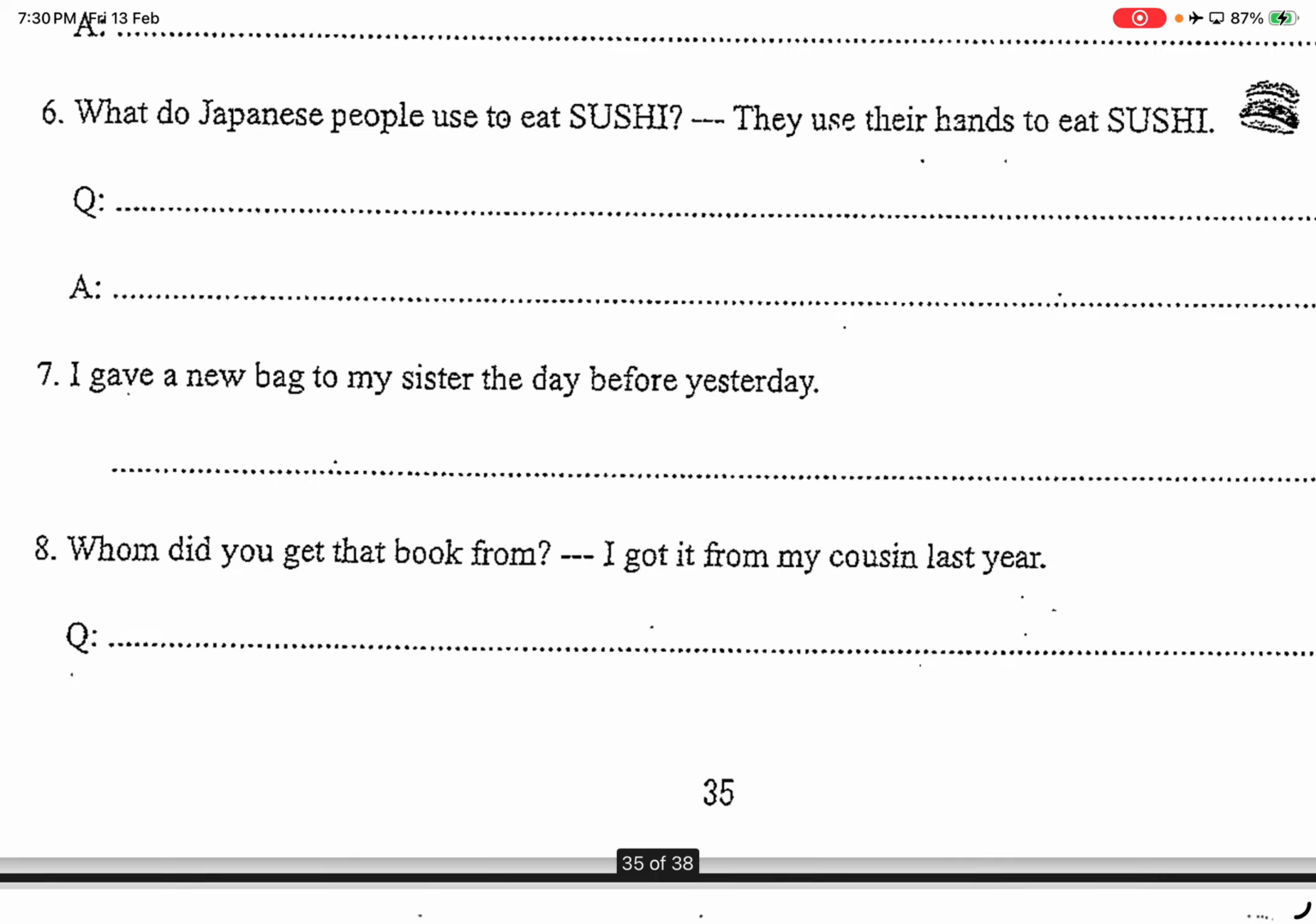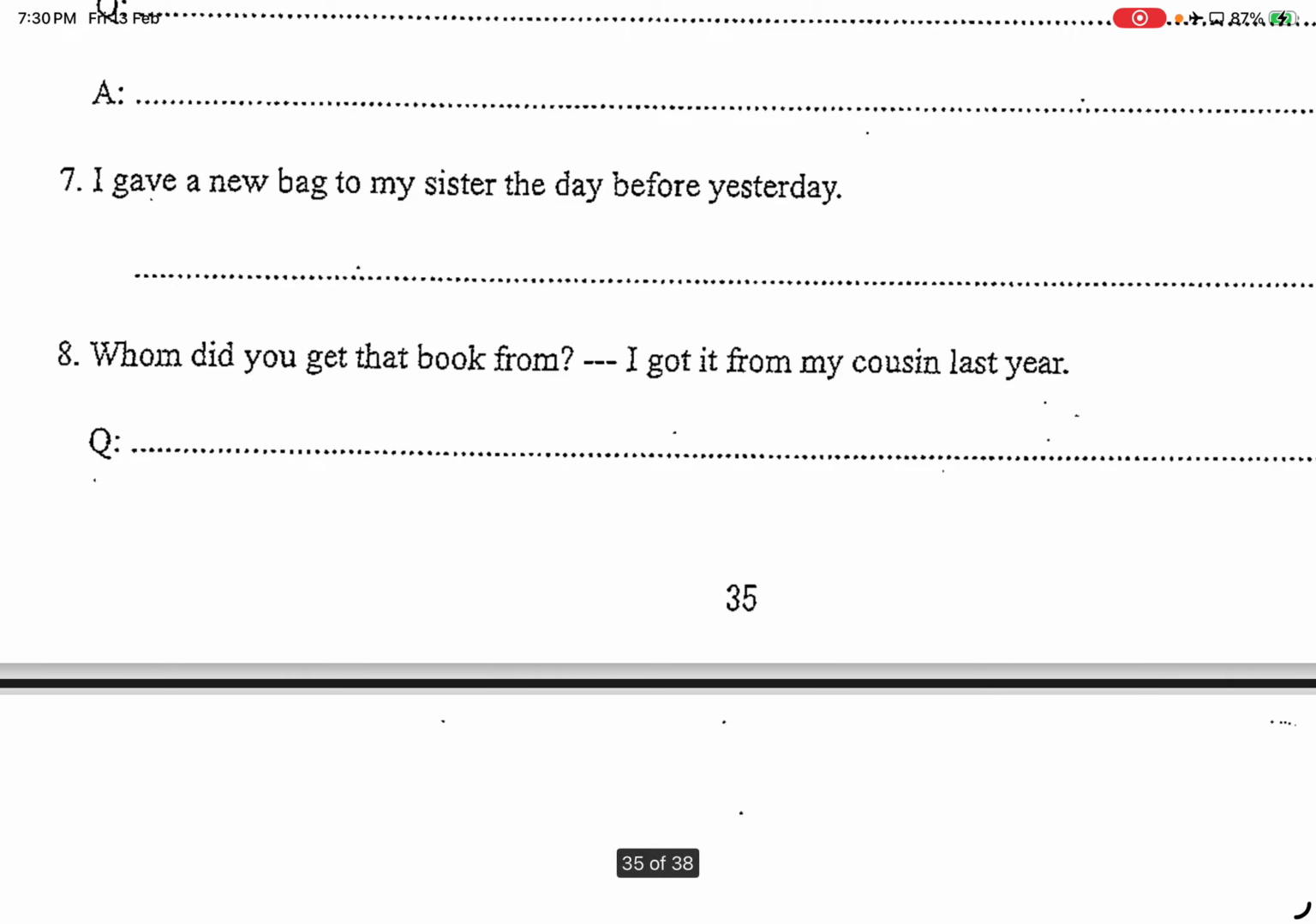Okay. Number 8. Whom did you get that book from? 誰にこの本をもらいましたか？Okay. 誰にその本をもらいましたか? So the verb here is もらいます. With もらいます, the particle ni means it is the source, not the recipient. The source means the person is giving. So その本は誰からもらいましたか? Okay. その本は誰にもらいましたか? Okay, all is correct.